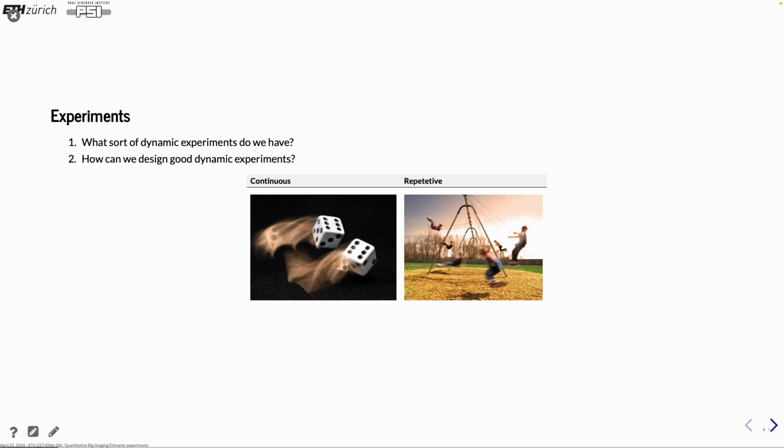Then we have the repetitive processes, something like these swings that go back and forth. That is something you can use in the acquisition. Another example would be to have an engine which is rotating, it's always coming back to the same place, doing the same thing.